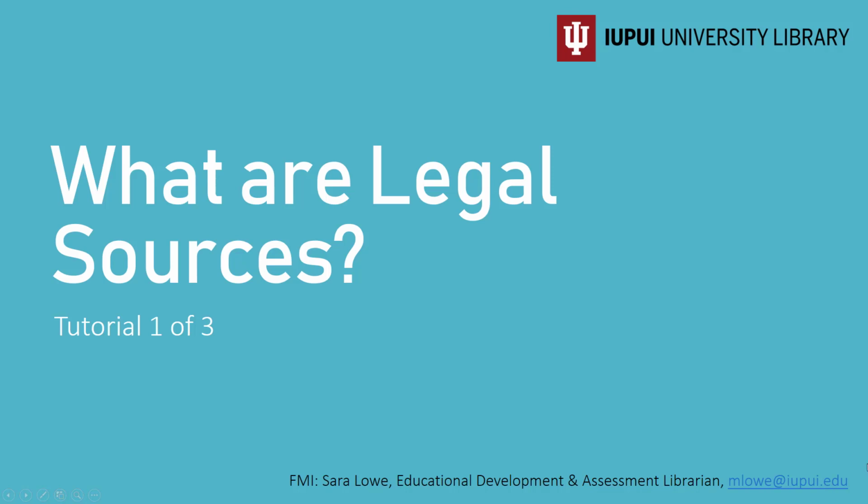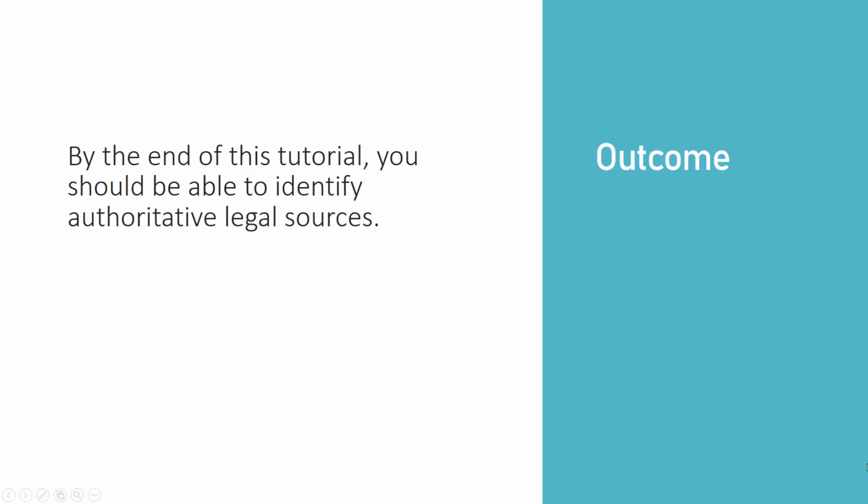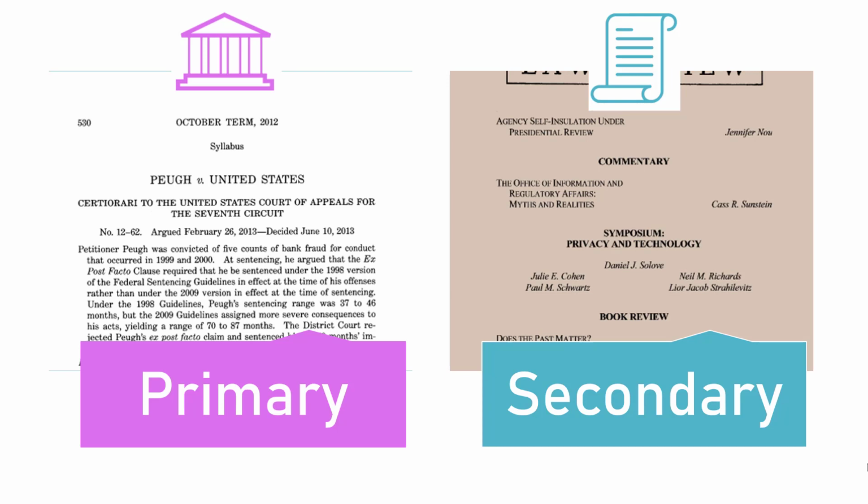Welcome to a brief tutorial on legal sources. By the end of this tutorial, you should be able to identify authoritative legal sources. Just as with regular research, there are different types of legal sources. They can be categorized as primary or secondary, but as with any discipline, what fits into those categories may be different from what you know from previous non-legal research.